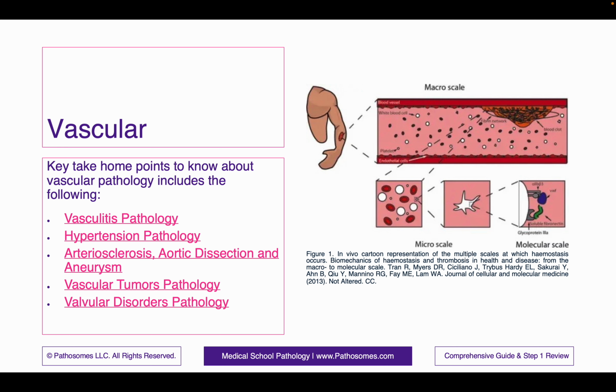So this presentation is going to just touch upon some key things that you should know. This is an overarching introduction to the pathology associated with vessels, okay? Key take-home points to know about vascular pathology include vasculitis, hypertension, atherosclerosis, aortic dissection, aneurysms, vascular tumors, and valvular disorders. Okay, so it's a lot. This is just an introductory to get you primed, okay?